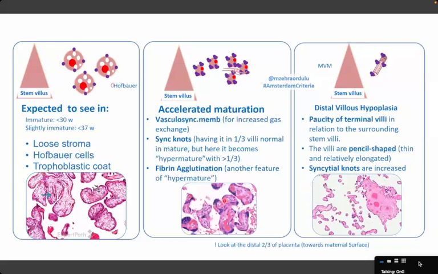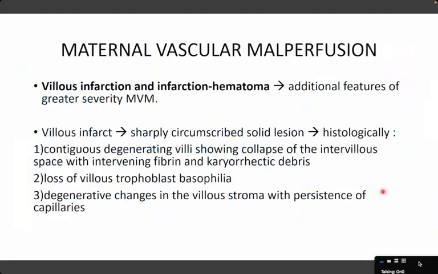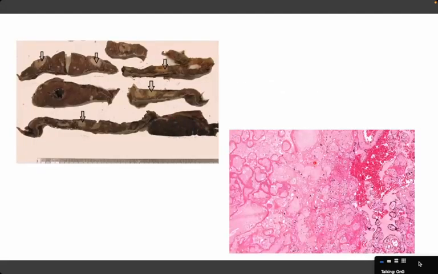So this is the spectrum that we're looking at for accelerated villus maturation for maternal vascular malperfusion as the main defining criterion. Villus infarction and infarction hematomas are also additional features of a greater severity of maternal vascular malperfusion. Gamma showed some infarcts, and this is what we'll see on histology.